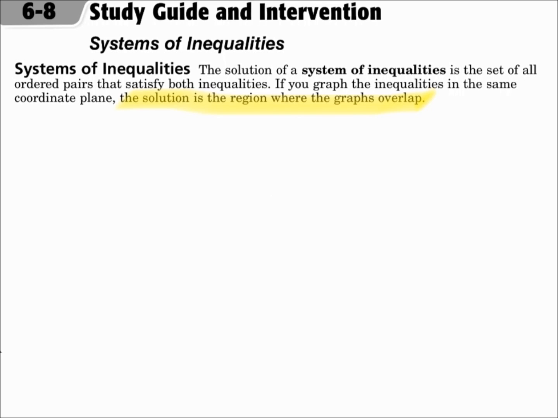The solution of a system of inequalities is the set of all ordered pairs that satisfy both inequalities. If you graph the inequalities in the same coordinate plane, then the solution is the region where the graphs overlap. Remember your dotted or solid lines, and remember to shade above or below. Where the graphs overlap, that's the final answer.